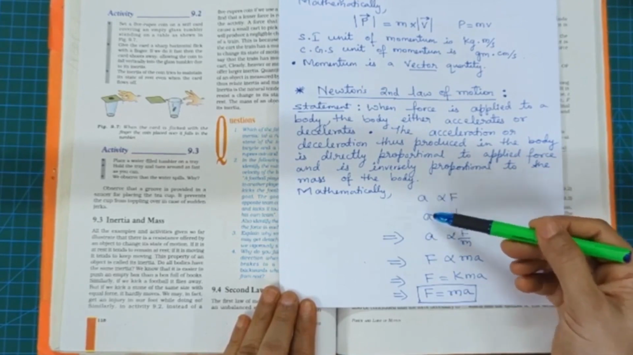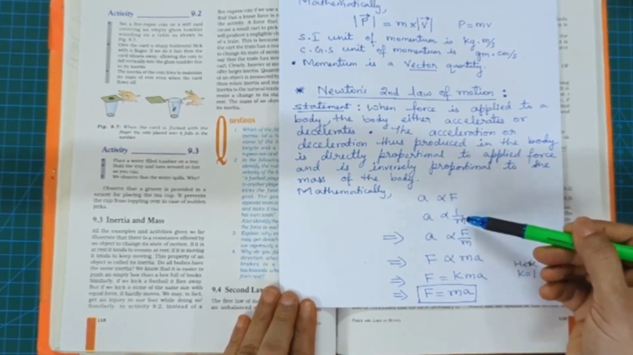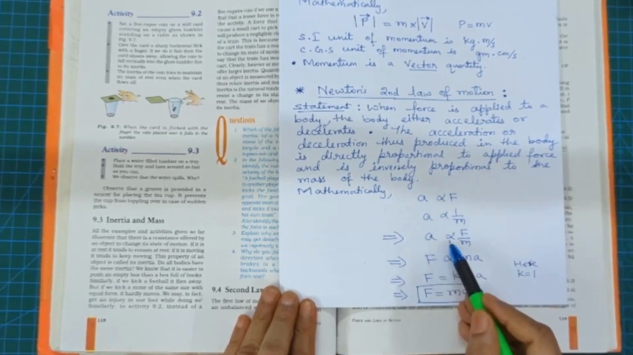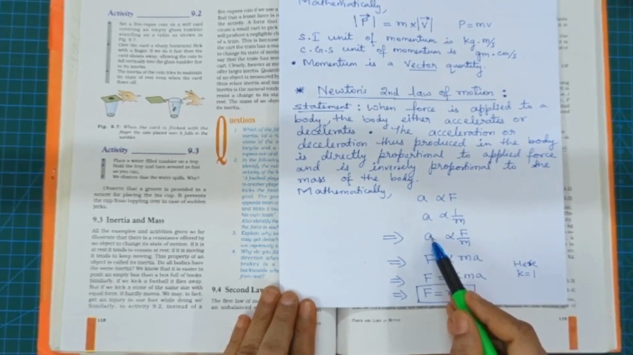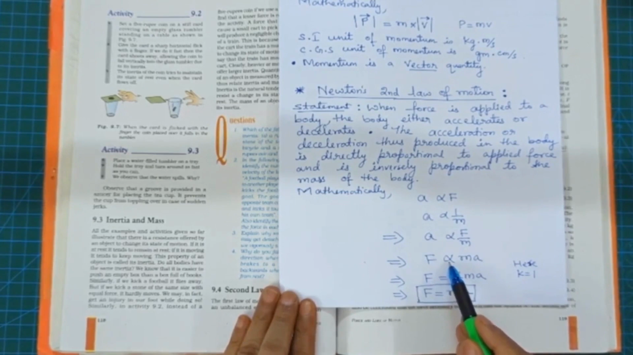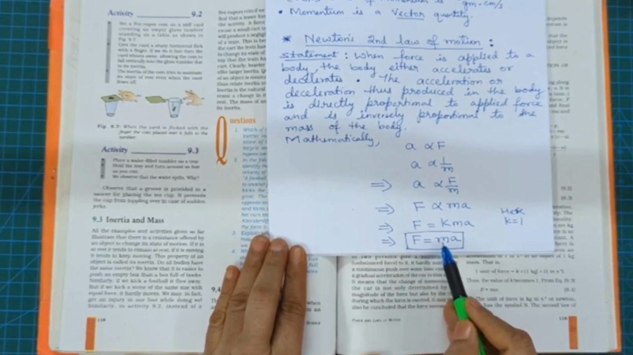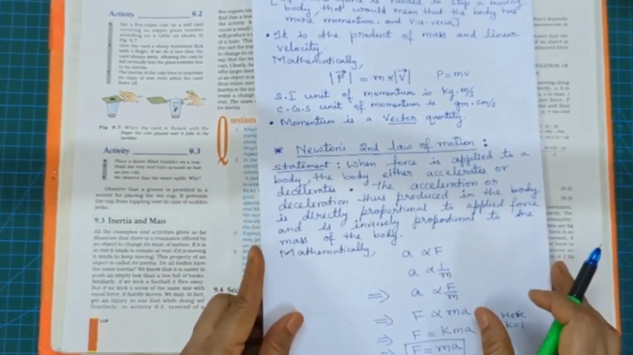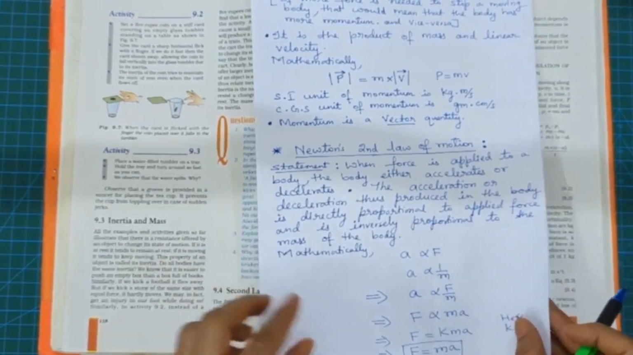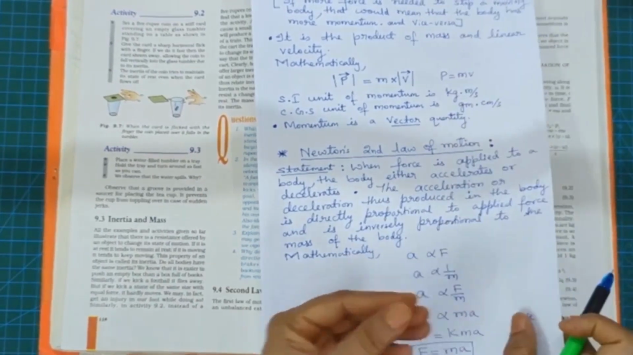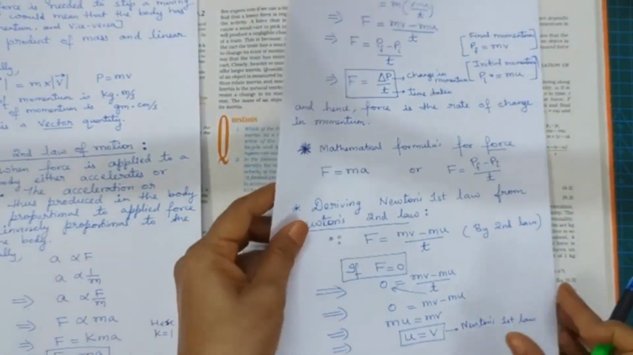When we club them, we write acceleration only once, but F and 1 by m we multiply. So acceleration is proportional to F by m, then we go for a cross multiplication. Then we will get force proportional to mass into acceleration. Whenever we remove the proportionality symbol, we get an equal sign and a proportionality constant. In Newton's second law of motion, the proportionality constant is 1. So ultimately we get force is equal to mass into acceleration. Force equals mass into acceleration is the first mathematical expression of Newton's second law of motion.